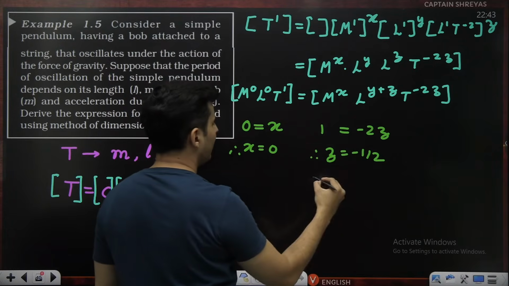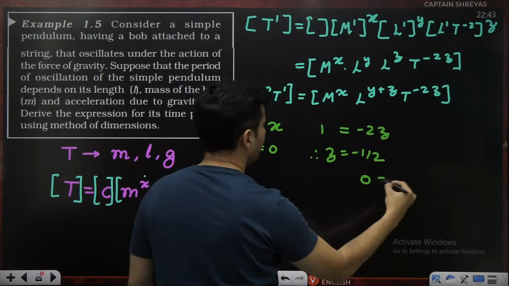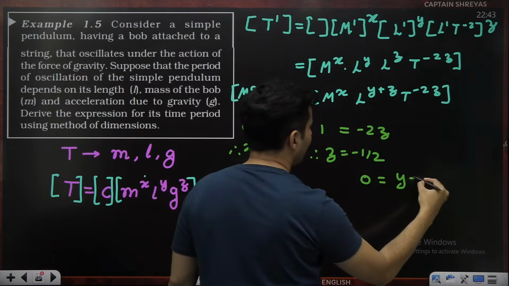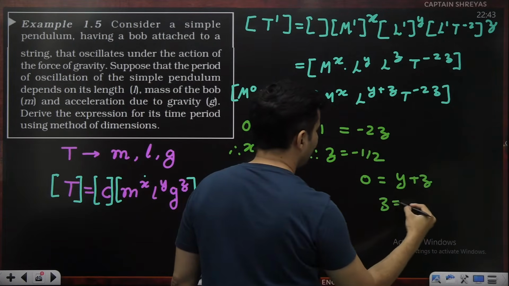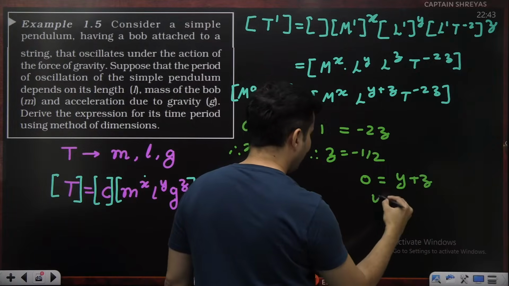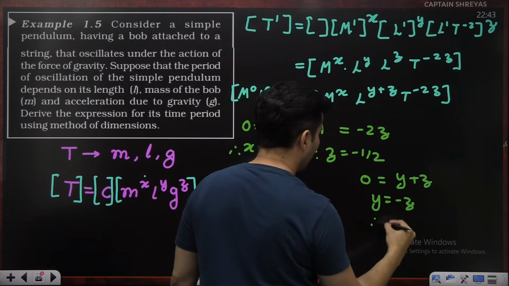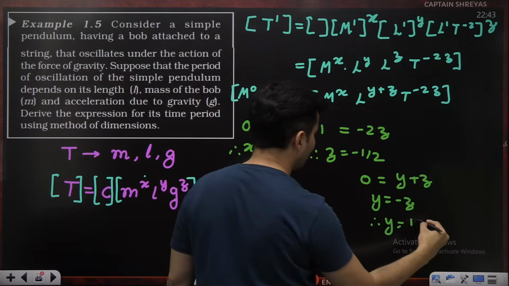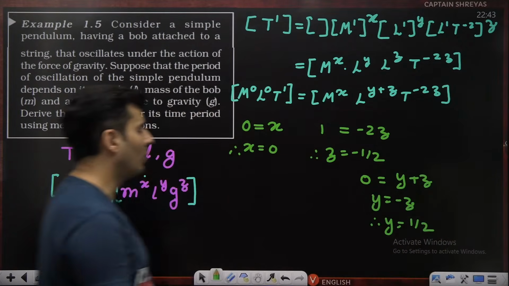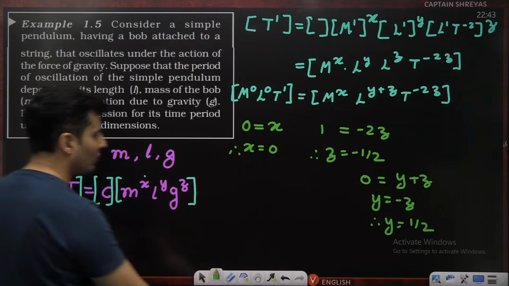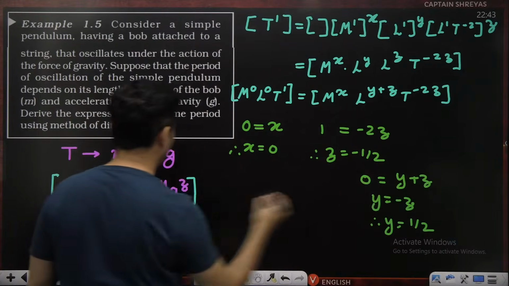Here, length's dimension is 0, and on the right hand side it is y plus z. So y will be minus z. Therefore, y will be the negative of this. That means it will be plus half. Oh, so I found x, y, z, sir. What next, sir? Here is the logic.